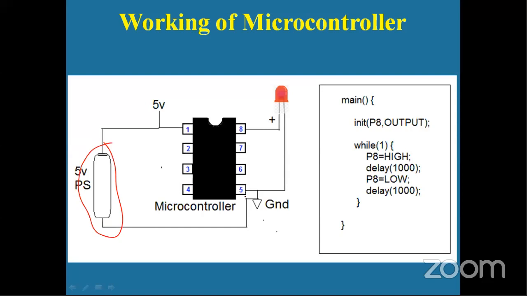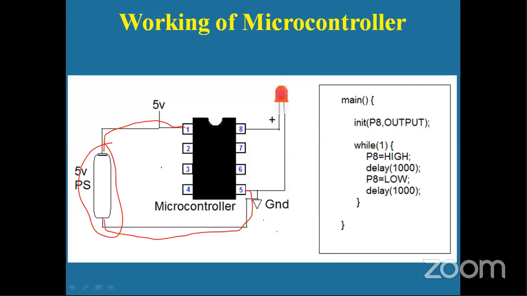Now take this example here. I have a power supply of 5 volt. The positive I have connected to pin number 1, so I have supplied it plus 5 volt, and the negative I have connected to pin number 5. You can see the negative goes from here and gets connected to the ground pin, and the positive goes and gets connected to pin number 1. So now the microcontroller has power and the program written inside it will start executing.